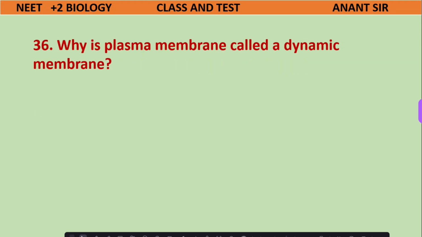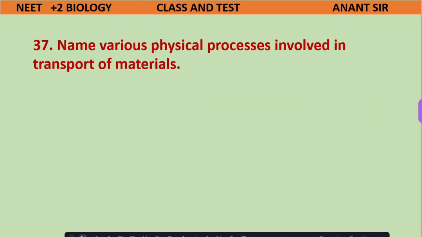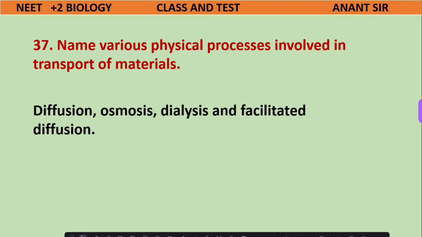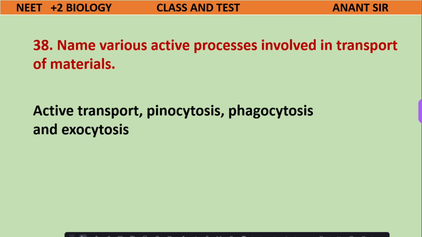Why is plasma membrane called a dynamic membrane? A number of transport mechanisms are involved in the transport of materials across the plasma membrane, so it is called a dynamic membrane also. Name various physical processes involved in transport of materials: diffusion, osmosis, dialysis, and facilitated diffusion are the physical processes involved in transport of materials. Name various active processes involved in transport of materials: active transport, pinocytosis, phagocytosis, and exocytosis.